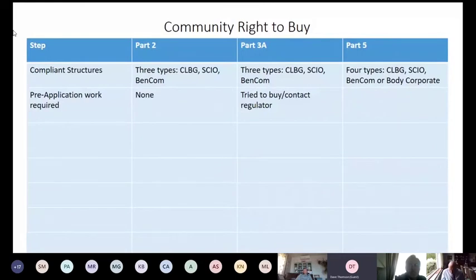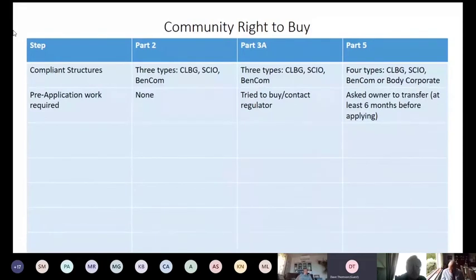Part 5, again compulsory purchase, has a similar pre-application amount of work, but this time it's asking the owner to transfer. And that must have been done at least 6 months before applying. That's to give time for the owner and the group, because in this case the land isn't abandoned or neglected necessarily. So the owner may be doing something or trying to do something with the land at that point in time. So it's to give time for some negotiation before the group put the application in. Again, you must be compliant before you ask the owner for that transfer. So again, become compliant first, then contact the owner in terms of transferring.